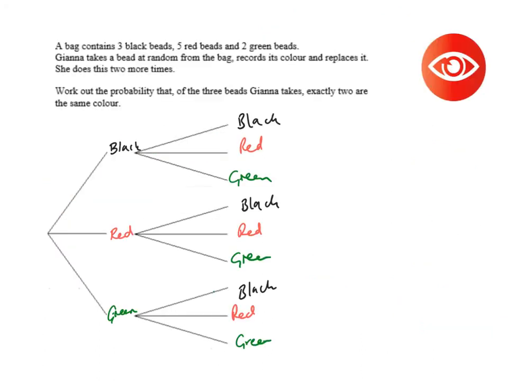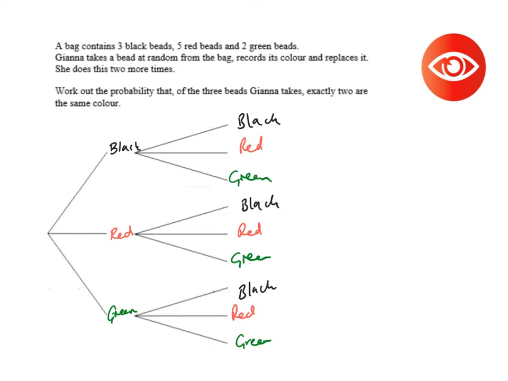Because we've got to do this 3 times, so 2 more times, so we've done the first selection, replaced it, and then go again and again. There are shortcuts that we can use instead of having an even bigger frequency tree. So what I'm going to do is use this as a guide, but I'm also going to do my calculations to one side.